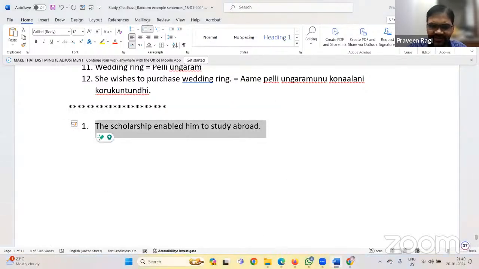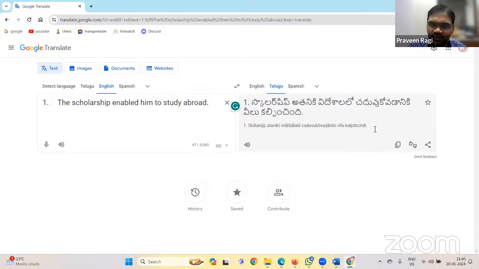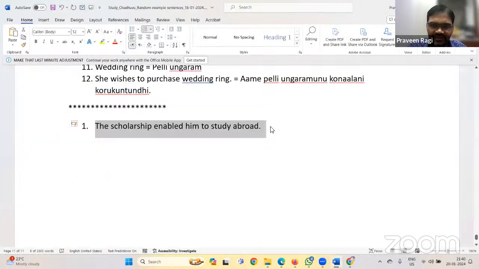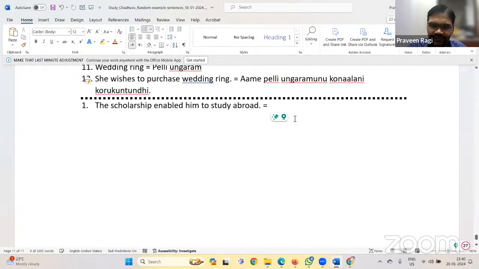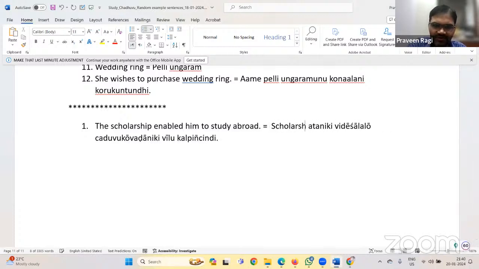Just to save time, I just go to Google and get the translation. If there is any mistake, I will correct it. You can also use translate.google.com to build your vocabulary. So let me bring this one. Then I just put it here. Okay. Scholarship. Actually, let's keep the same spelling. Scholarship అతనికి విదేశాలలో చదువుకోవడానికి వీలు కల్పించింది.